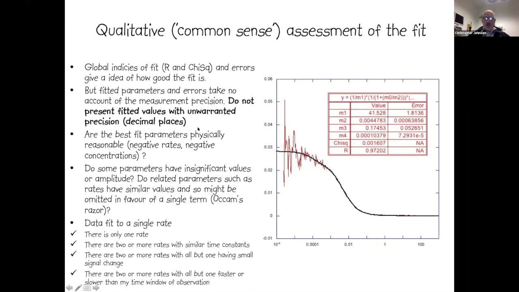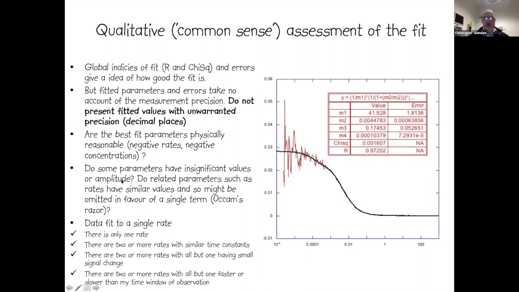So the questions we can ask in terms of common sense assessment of fit is, are the best fit parameters, are these values actually physically reasonable? Have we generated negative rates or negative concentrations, or perhaps a value which we judge to be physically unreasonable? The other thing is, do some of these parameters have insignificant values or very small amplitudes?